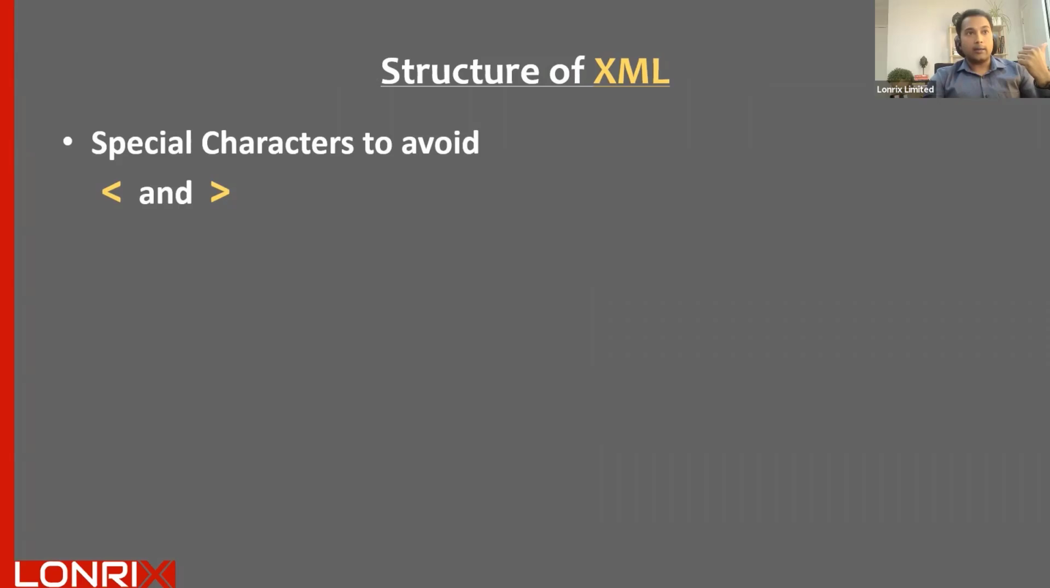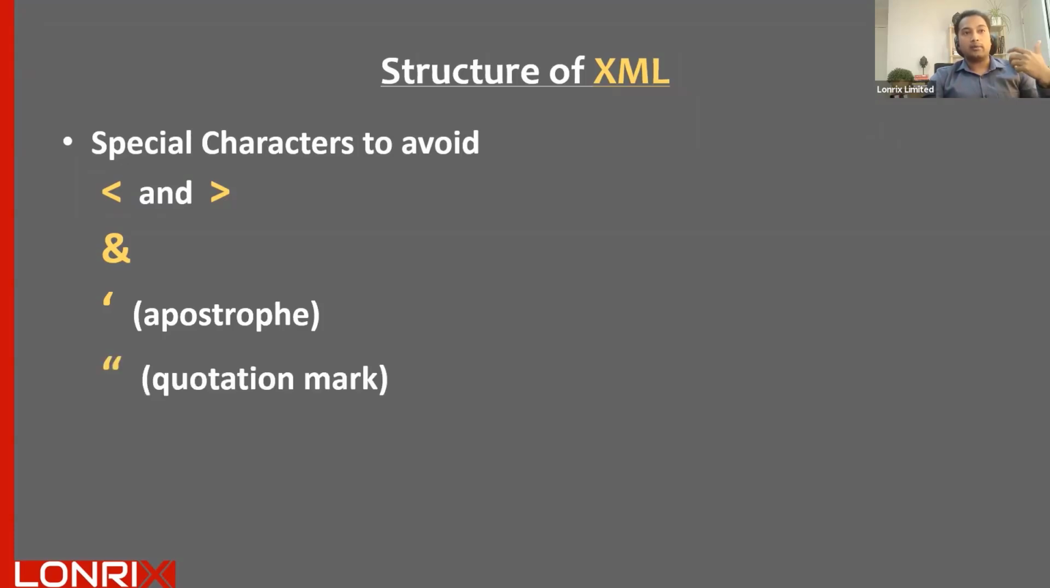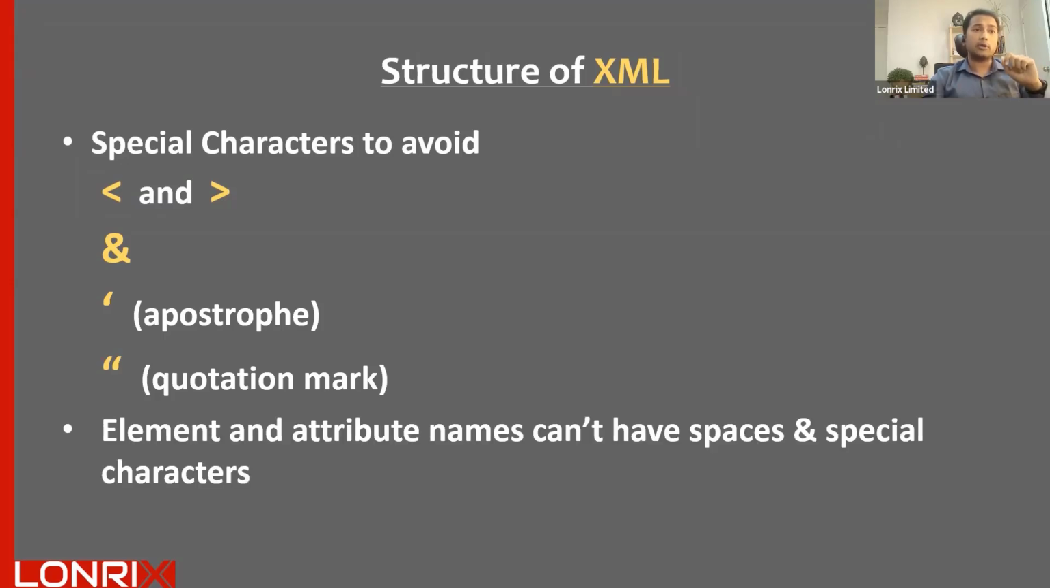Some points to keep in mind in the structure of this XML. Number one, we need to avoid special characters such as less than and greater than. Why? Because they are part of defining an element and closing the element as well. The ampersand symbol also needs to be avoided. It's best practice. The same goes for single quote or apostrophe and quotation marks. And another best practice and absolutely important point is that element and attribute names can't have any spaces and special characters. It needs to be one word.